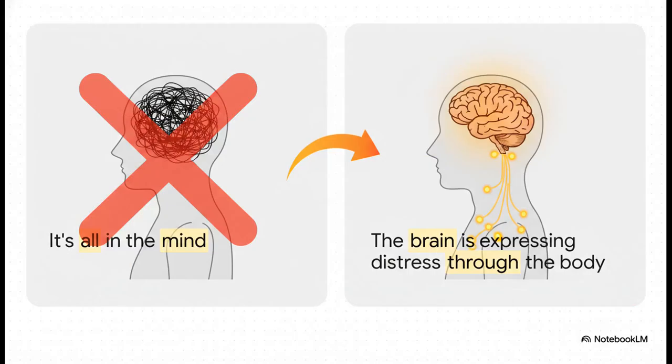So here's the core mental shift we all need to make. We've got to move away from that totally unhelpful and frankly invalidating idea that it's all in their head. Instead, we're going to adopt a much more accurate and compassionate view. The brain is simply expressing distress through the body. This one little reframe is absolutely crucial. It'll stop you from making bad formulations, and it really opens the door to helping your patient.